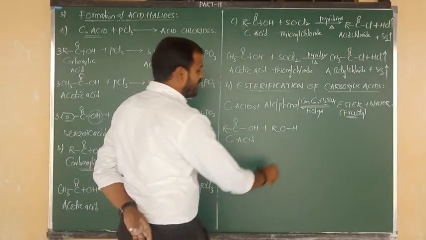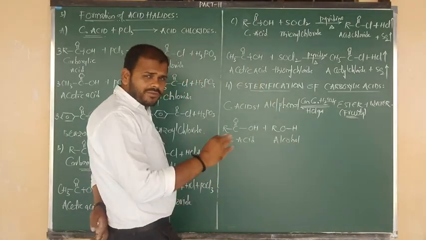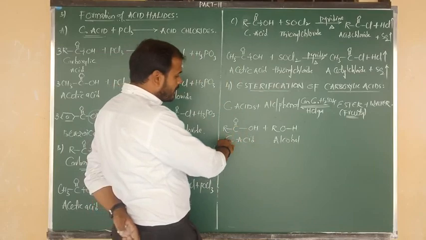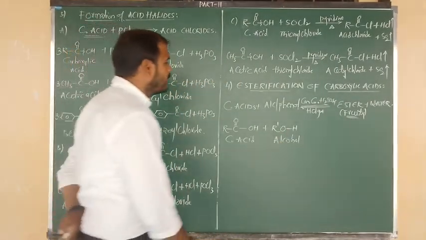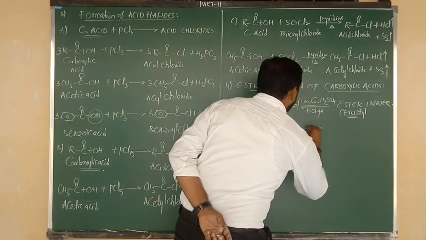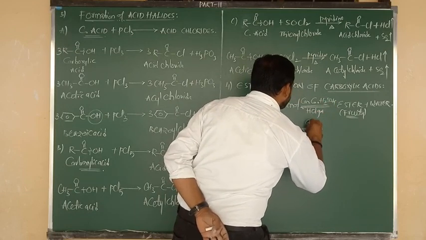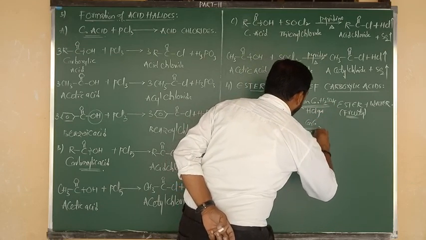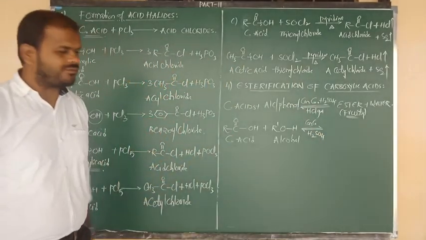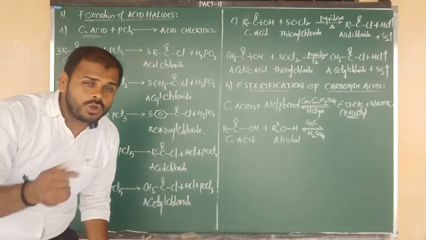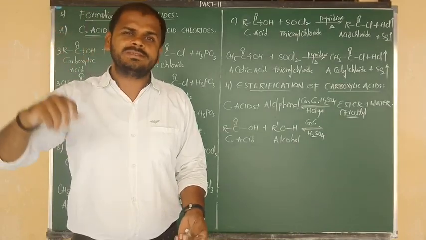Carboxylic acids, when they undergo reaction with what? Alcohol. To show the variation in R, in the alcohol simply write R prime, and you will get the variation clearly. Esterification takes place in the presence of mineral acids. That acid here I am going to consider is concentrated sulfuric acid. So during esterification, this is a very important question for competitive exams.